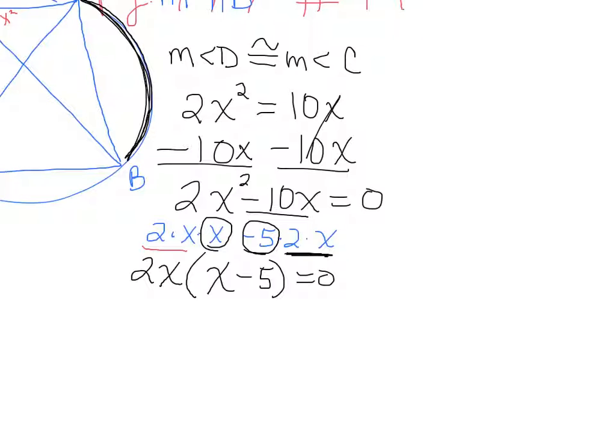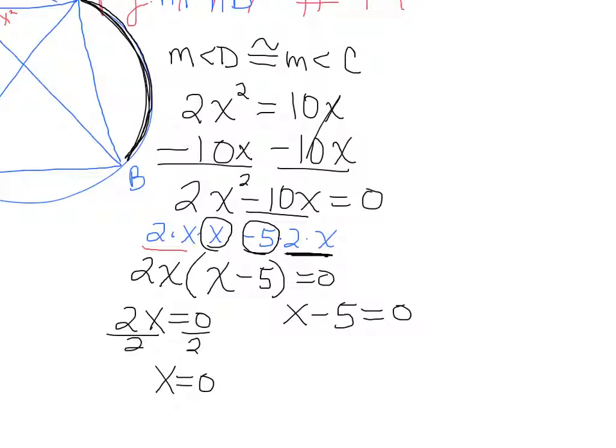So once we have a product that is equal to 0, by the zero product property, we can say that each one of those is equal to 0. So here we can say 2x equal to 0 and x minus 5 equals to 0. So when you solve for x on the first one, x is equal to 0, and when you solve for x on the second one, x is equal to 5.